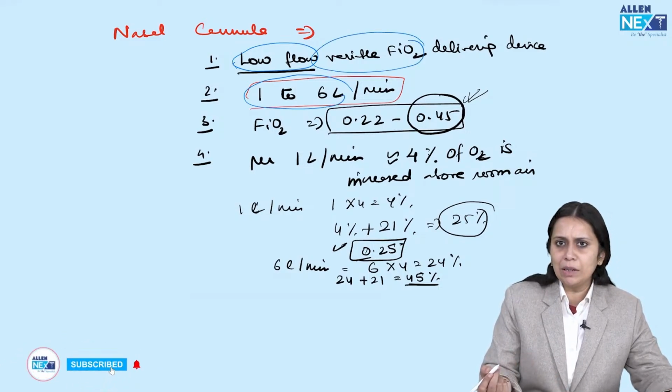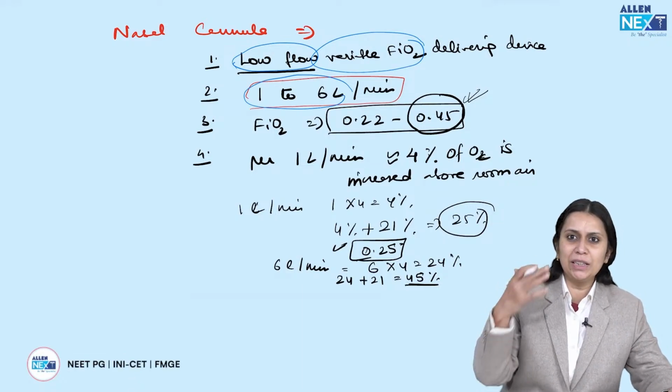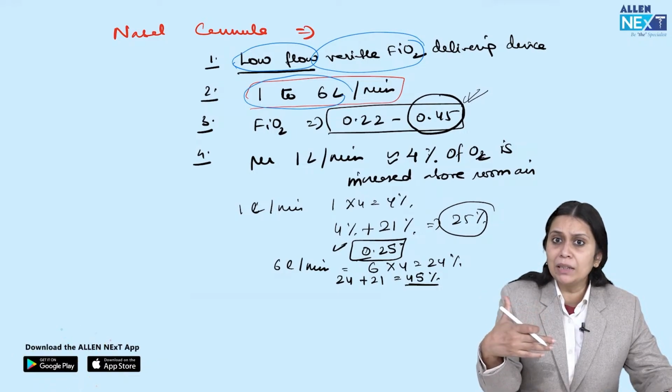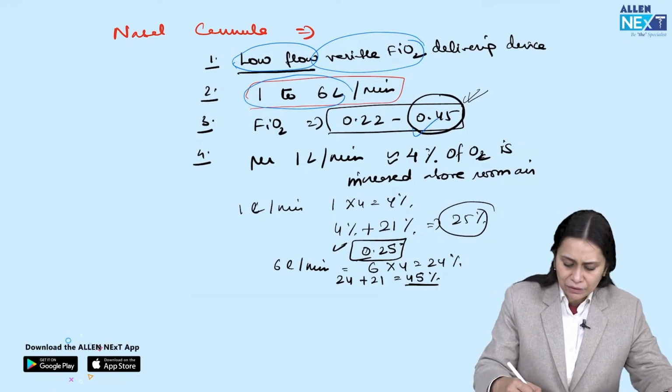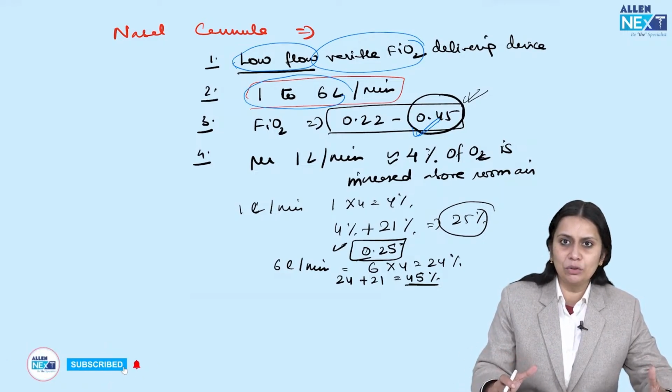What do I mean by variable FiO2? The FiO2 is not independent of the patient. It is dependent on the patient's breathing pattern. If the patient's breathing pattern is stable, then only we can achieve the FiO2 which is predicted. Otherwise, the lesser FiO2 will be achieved. So we need a patient with a stable breathing pattern.